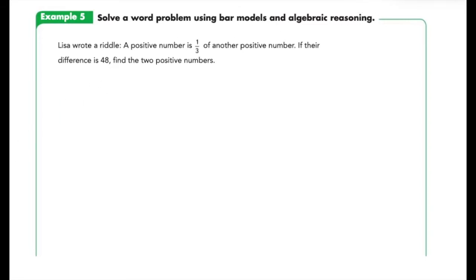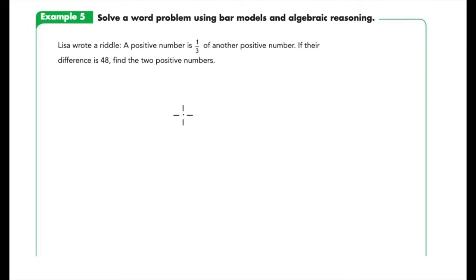In this example, we'll be solving real-world problems using bar models and algebraic reasoning. So let's start with the problem. Lisa wrote a riddle. It says that a positive number is 1/3 of another positive number. If their difference is 48, find the two positive numbers.